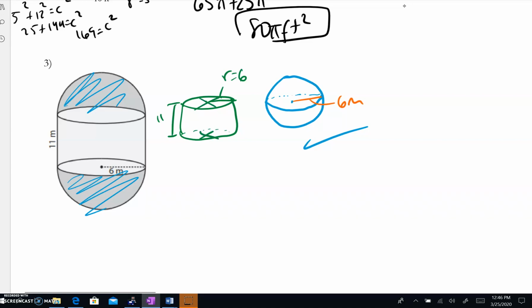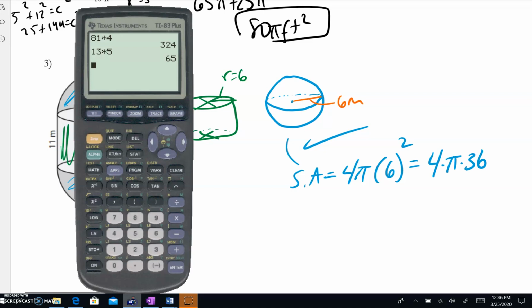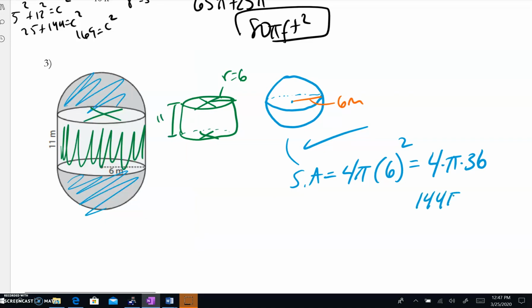Because notice, if you think of it like this is an object and you're putting wrapping paper around it, you'd only be wrapping around the side. You won't be wrapping on the circles because the sphere is on top of your circles. So that's why you won't be counting your circles. So let's do practice with a sphere. Our surface area, remember, was 4 times pi times radius of 6 squared. 4 times pi times 36. I do 4 times 36, it looks like it's 144 pi meters squared.